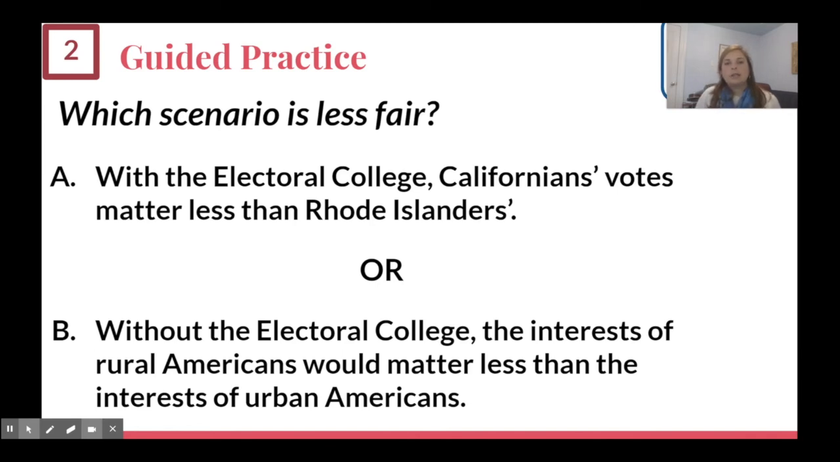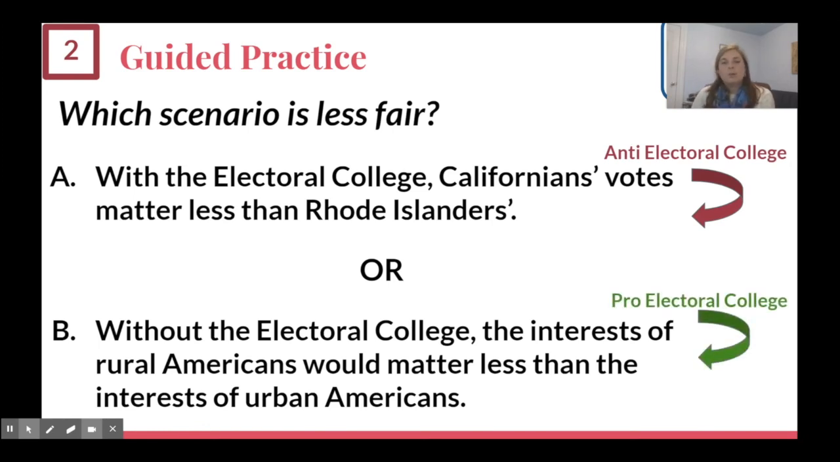I want you to consider these two scenarios and see how they make you feel. If you're watching with a parent or with someone else, discuss it with them. So go ahead and pause the video, decide which one seems worse in 3, 2, 1. Okay, so what's your opinion? If you said that A seems less fair, you're probably against the Electoral College. But if you said that B seems less fair, then you're probably in favor of it.